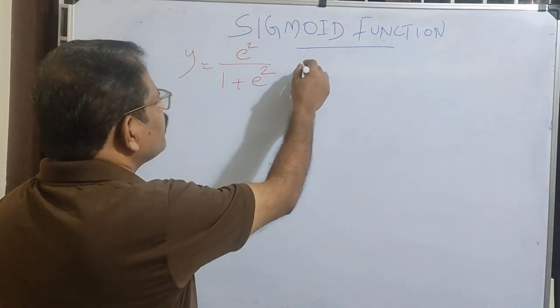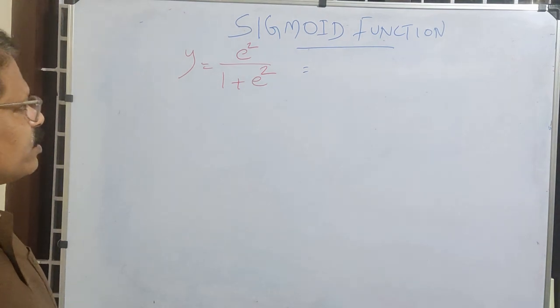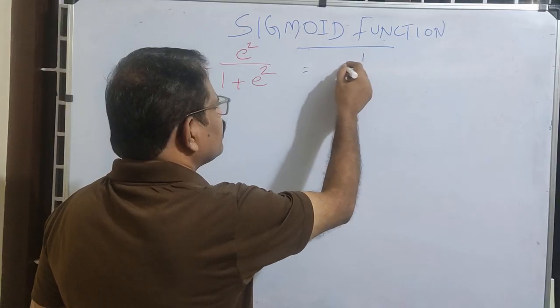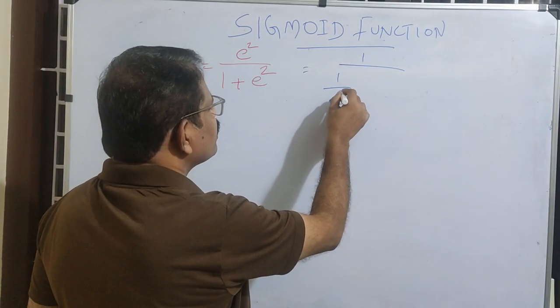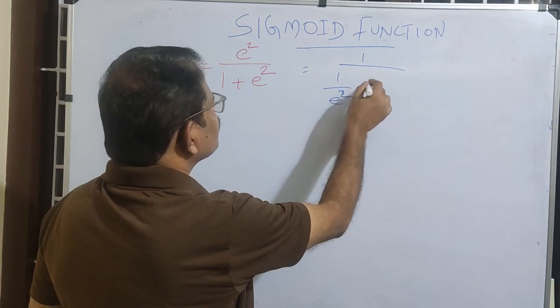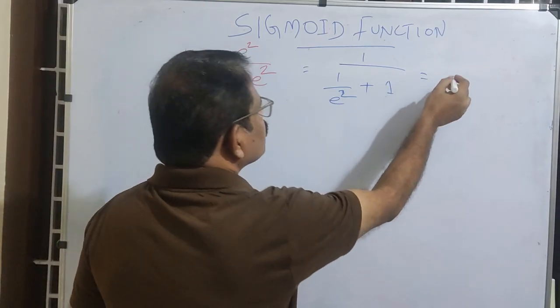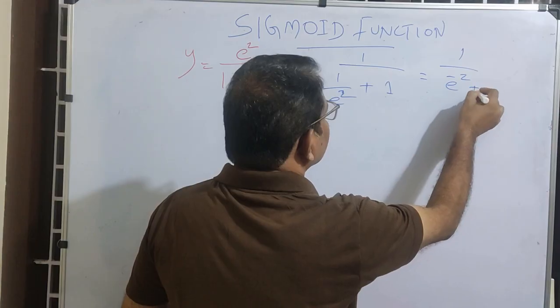Let us divide numerator and denominator by e raised to z. We will get e raised to z by e raised to z. It is 1 divided by 1 by e raised to z plus 1, and this is equal to 1 by e raised to minus z plus 1.